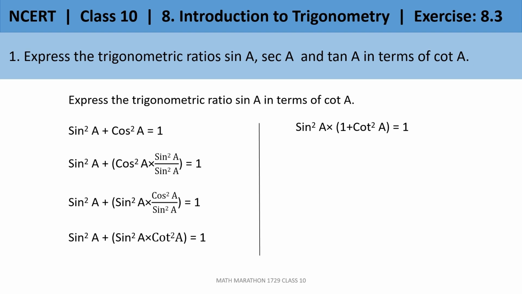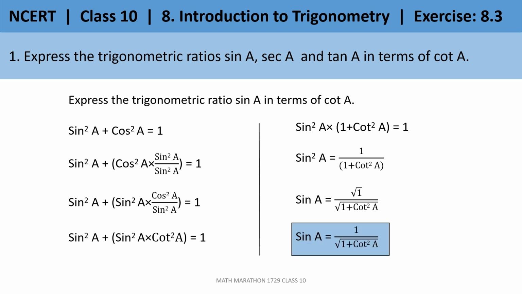Let us divide this equation by 1 plus cot square A. Sin square A is equal to 1 by (1 plus cot square A). Let us take square root on both sides of the equation. Sin A is equal to root 1 by square root of (1 plus cot square A). So, sin A is equal to 1 by square root of (1 plus cot square A).